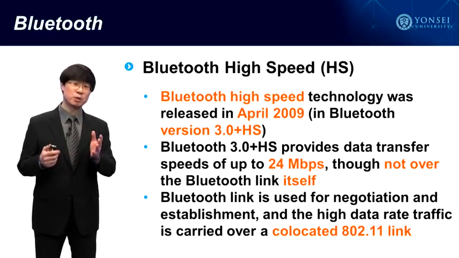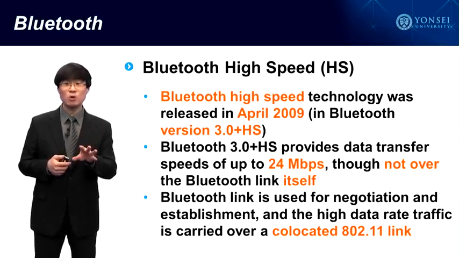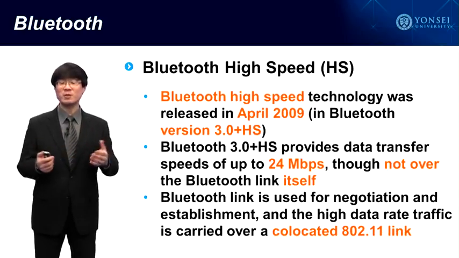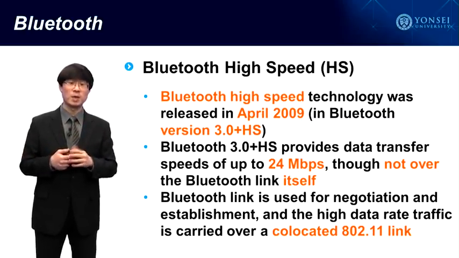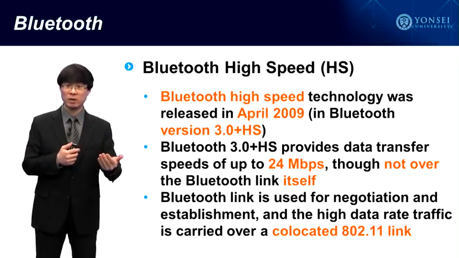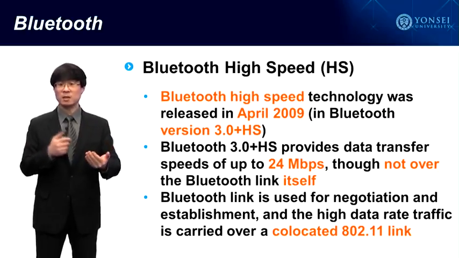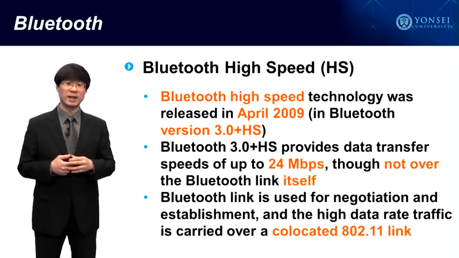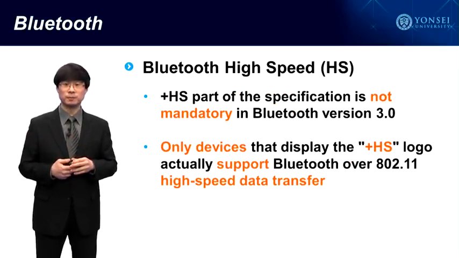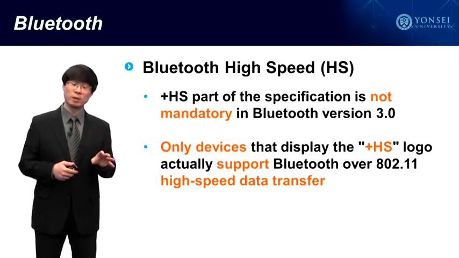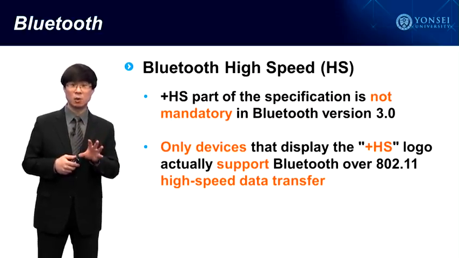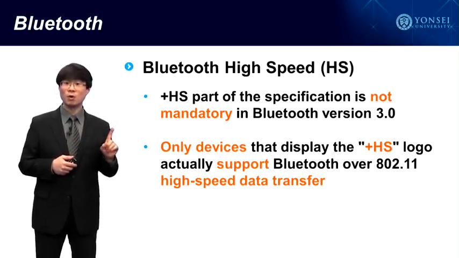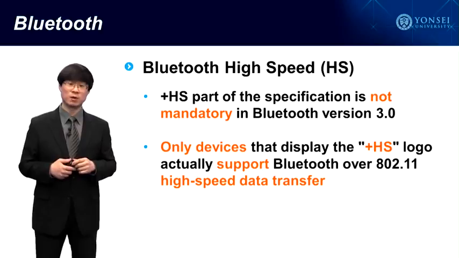So you can see that Bluetooth high speed would be very useful on a smartphone because smartphones have Bluetooth and Wi-Fi together. And that's exactly what this was targeted to support. So you use Bluetooth like a control channel, and when you set things up, then you actually send your data through the Wi-Fi link. And that's what this is about. The plus HS part of the specification is not a mandatory part of the Bluetooth version 3.0. Only devices that display the plus HS logo actually support Bluetooth over the 802.11 high-speed data transfer.